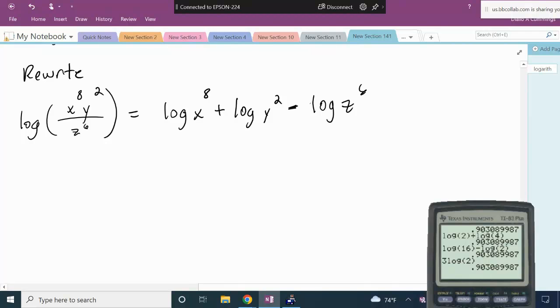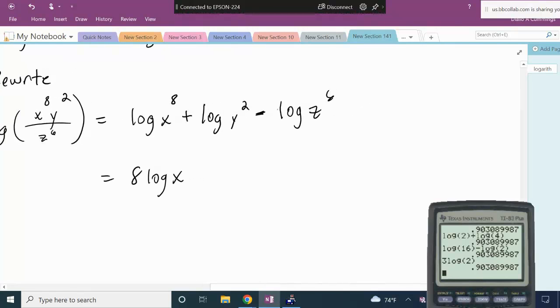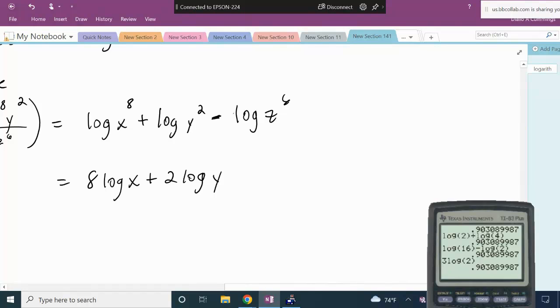Next, I'm going to use the power rule. Right? I want to take all of my exponents and write them as multipliers. So for this first term, I'm going to write it as 8 times the log of x. For the second term, I'm going to write it as plus 2 times the log of y. And for the last term, I'm going to write this as plus negative 6 times the log of z.